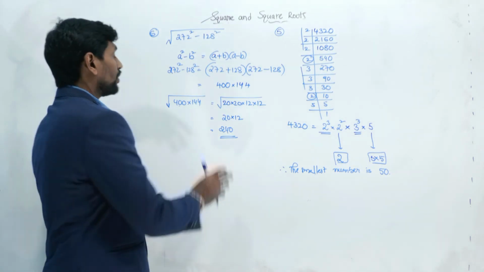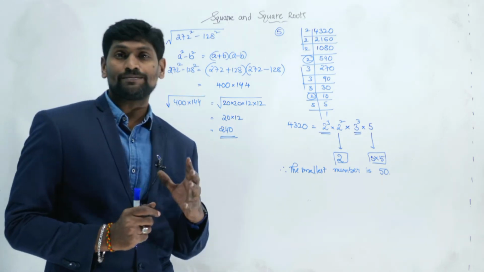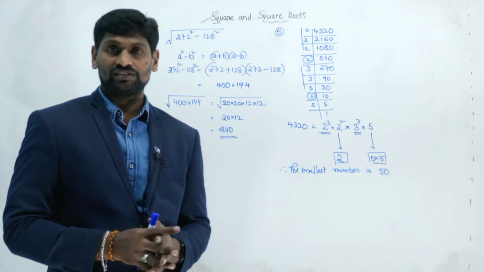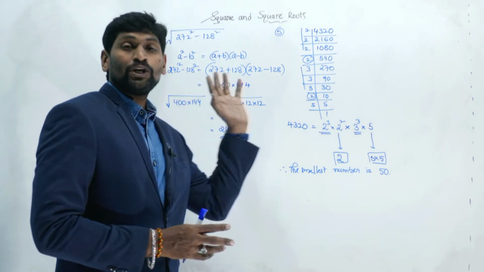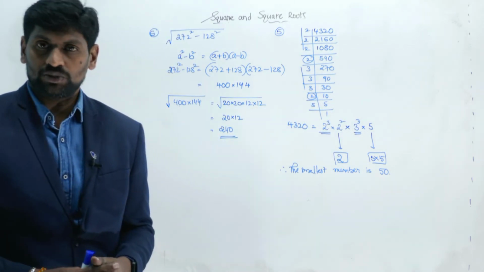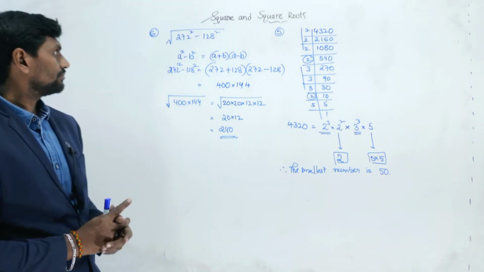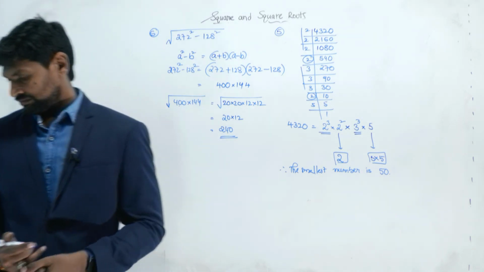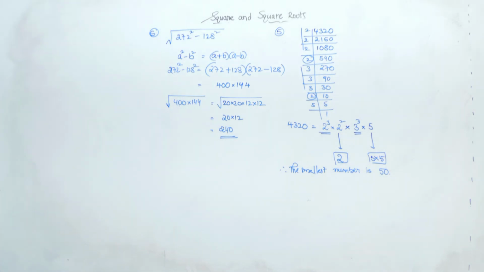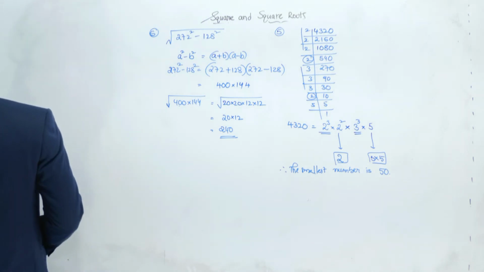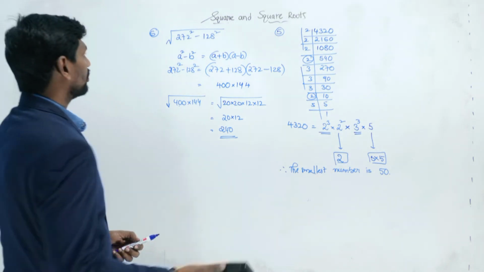So I am using one of the famous algebraic identities, a plus b into a minus b equals a square minus b square. Okay? Check. Let us go to the next problem.